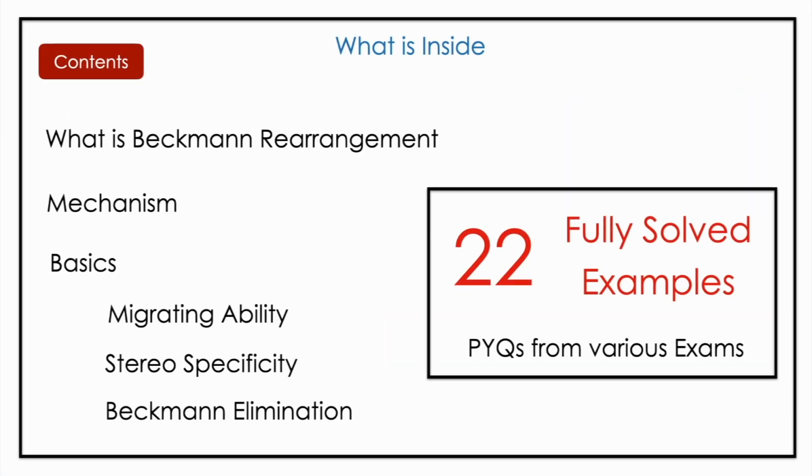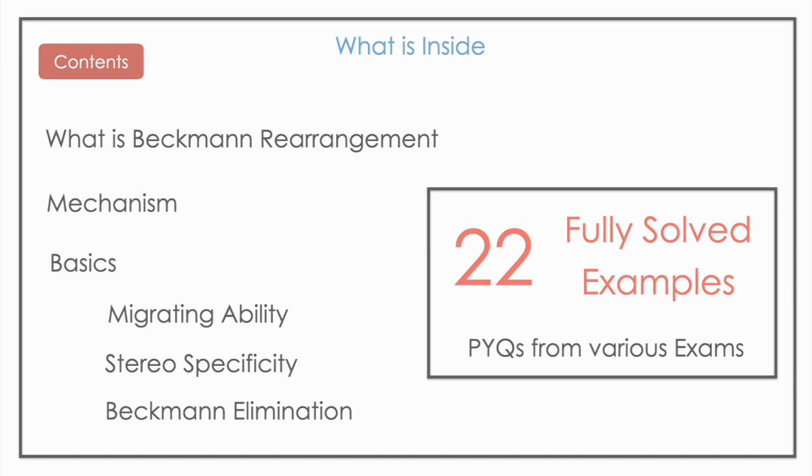What is inside this video? Basically, we will see what is Beckmann rearrangement, then mechanism, then basics. Basics include migrating ability, how the anti group migrates, that is stereospecificity, and Beckmann elimination. It is also called fragmentation. More importantly, we will see 22 fully solved examples from various examinations. This is very important and it will be very helpful to you.